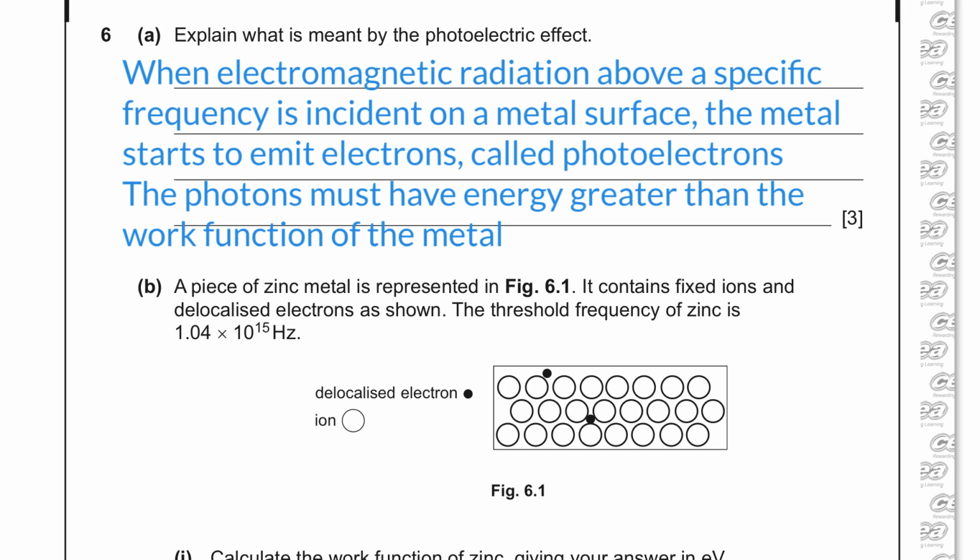When electromagnetic radiation above a specific frequency is incident on a metal surface, the metal starts to emit electrons, called photoelectrons. The photons must have energy greater than the work function of the metal.